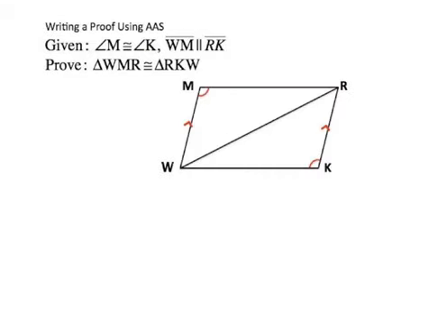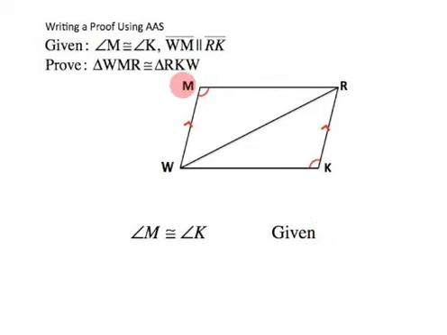So now let's write a proof using angle side. In the following diagram, we're given that angle M is congruent to angle K, and that segment WM is parallel to segment RK. And we need to prove that triangle WMR is congruent to triangle RKW. So our first step is going to be what? You guessed it, a piece of our given information. So we're going to pull out that angle M is congruent to angle K because it is given.